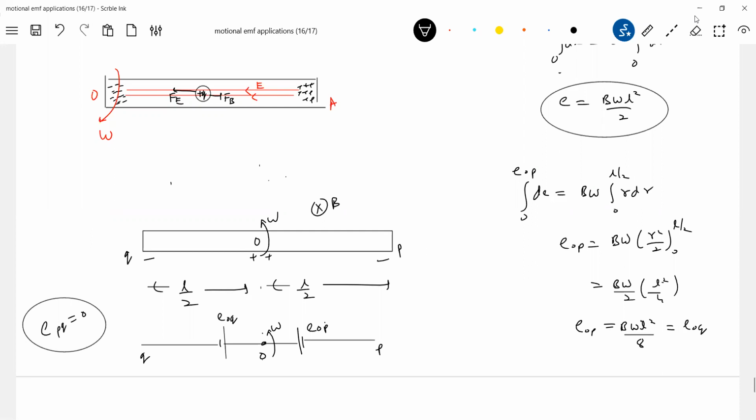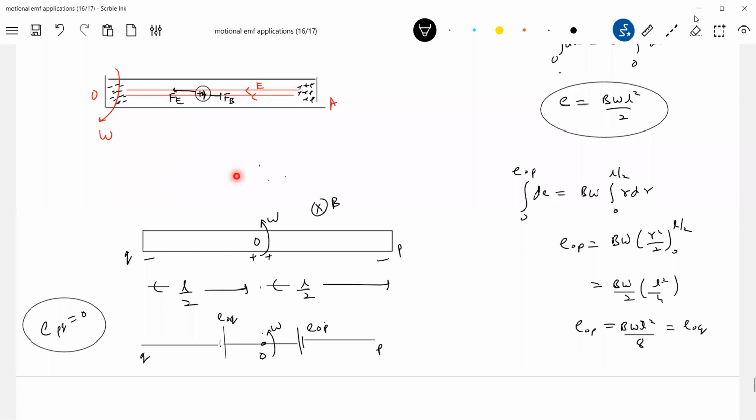How to predict the polarity? You assume a positive charge, B bar into the plane. Look at the tangential velocity of that positive charge. Fleming's left-hand rule: B bar, tangential velocity vertically up, the pointing finger into the plane of the diagram, thumb will point towards O. And for this part of the rod, B bar into the plane, tangential velocity will be downward, and the thumb will point towards right, towards O.